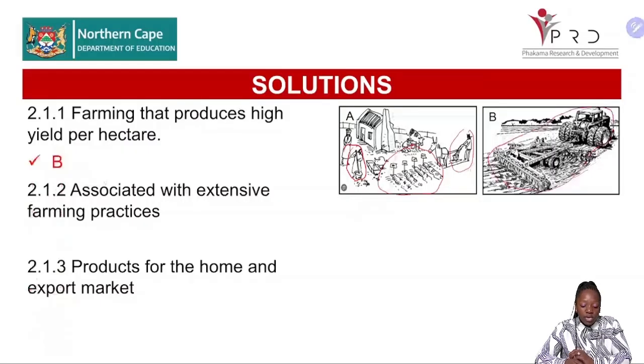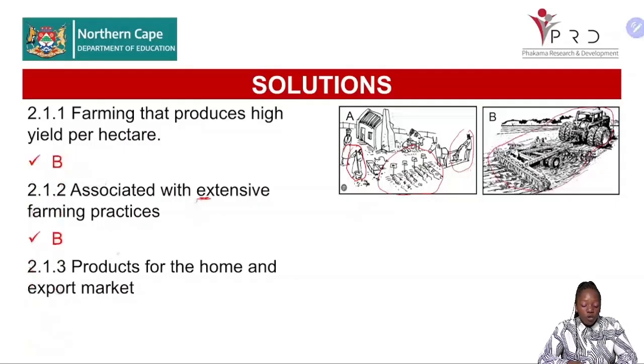Then 2.1.2, associated with extensive farming practice. So again, you have extensive and intensive. Looking at the extensive, it's supposed to tell you that there is less work that has been put in, as you can see that everything is done by the machine. So therefore, it is at B where they are practicing extensive farming.